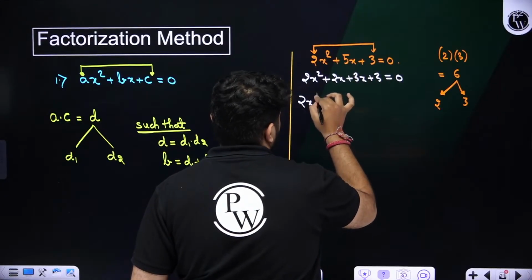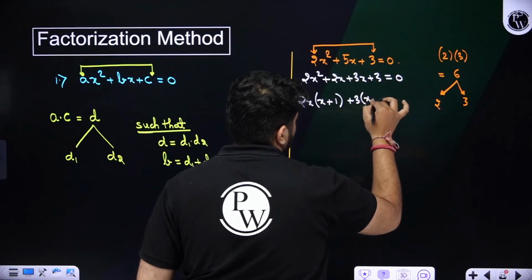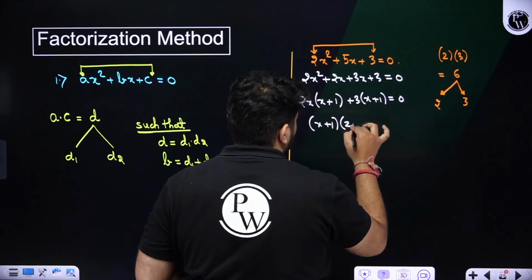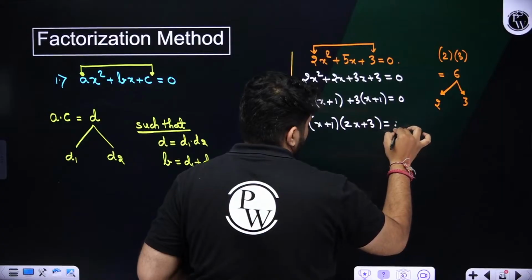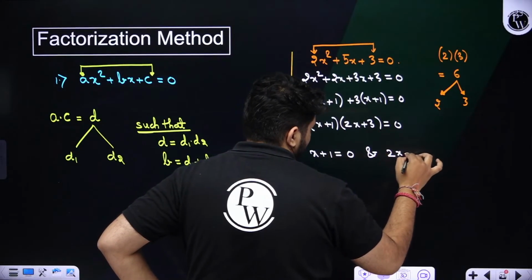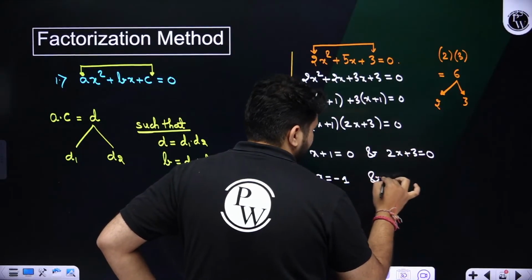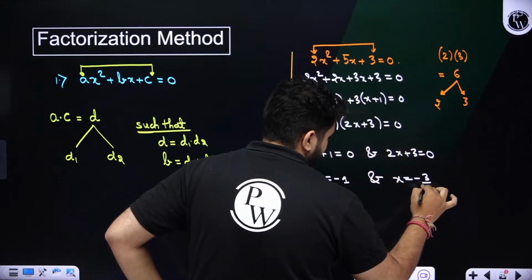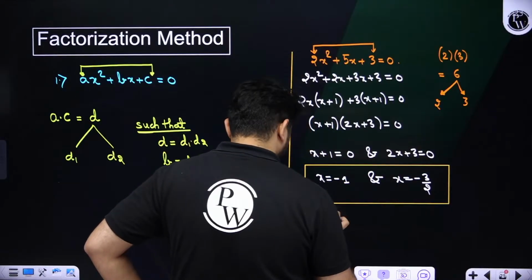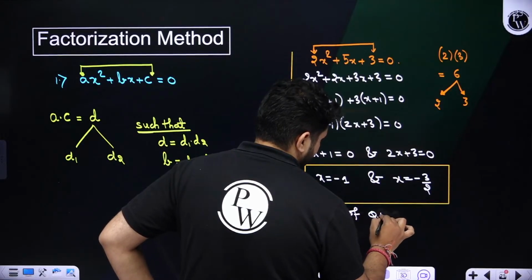Take 2x common, we have x plus 1, plus 3 common, we have x plus 1 is equal to 0. Taking x plus 1 common, we have 2x plus 3 is equal to 0. So from here x plus 1 is equal to 0 and 2x plus 3 is equal to 0. What is the x value? Minus 1, and here x value is minus 3 by 2. So these are nothing but the roots of the quadratic equation. Correct, roots of quadratic equation.